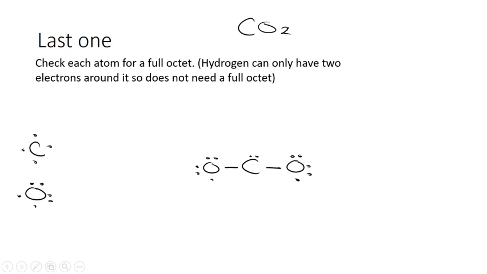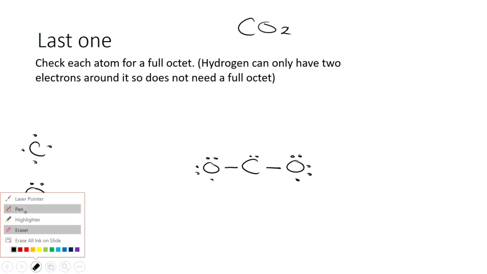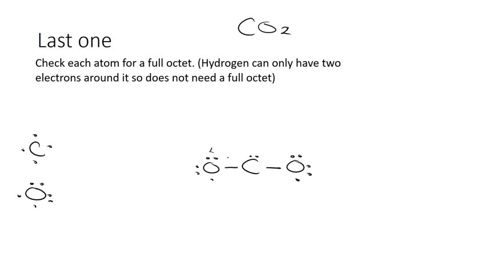Check each atom for a full octet. If we count around carbon, we've got 2, 4, 6. Remember, because each of the bonds has 2 electrons, that is not a full octet. Then if we look around the oxygens, both of these oxygens are the same. We have 2, 4, 6, 7. Also not a full octet. All right, so we've got some work to do.